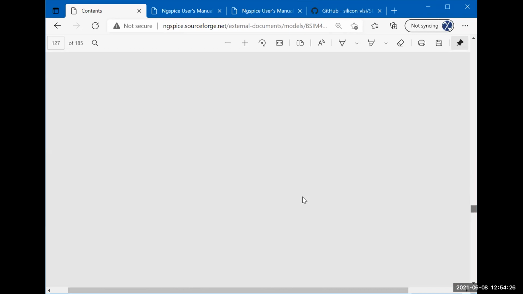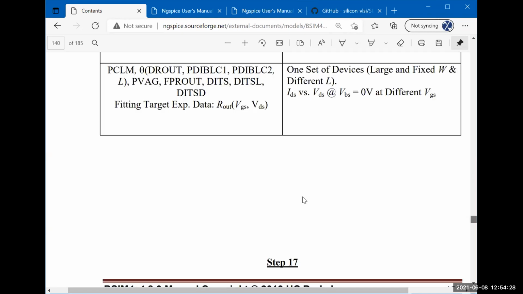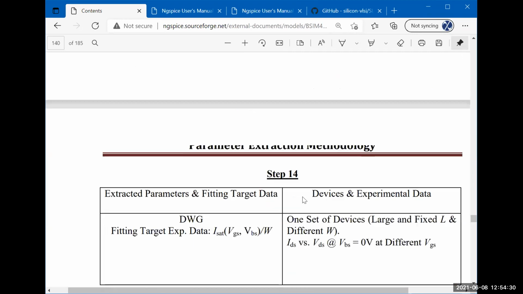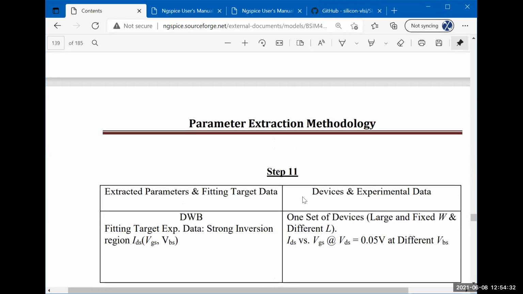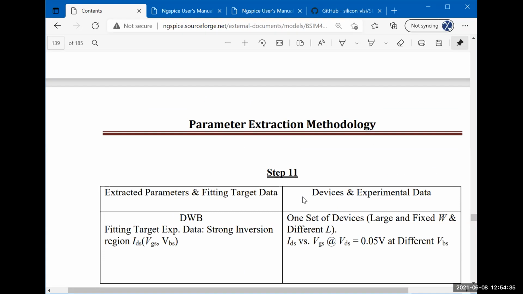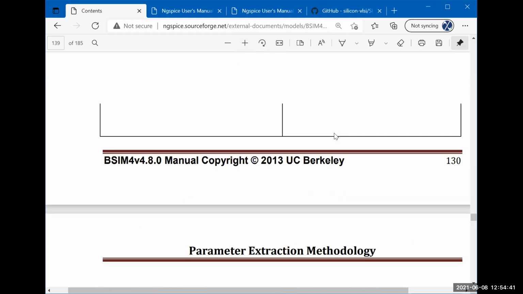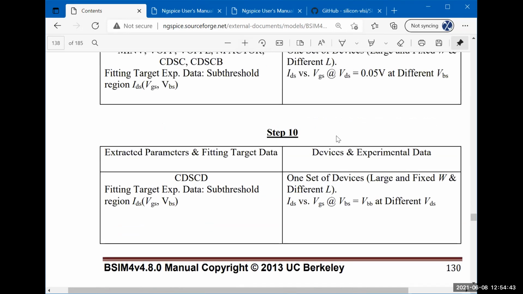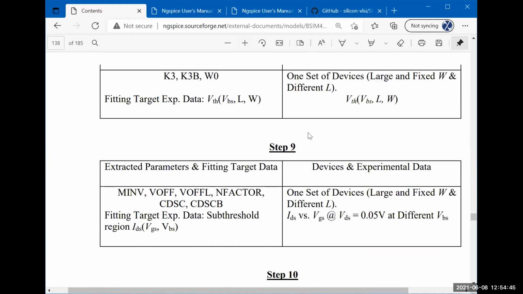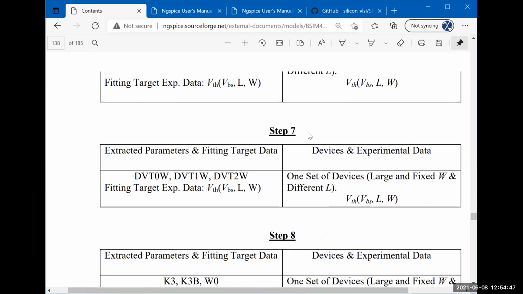So anytime you're in a model and you see all these parameters and say, oh, I don't know what this is, you just open the manual and it'll tell you exactly what this model parameter is and how it is modeled. Okay, so I just wanted to give you an idea of how these are modeled.